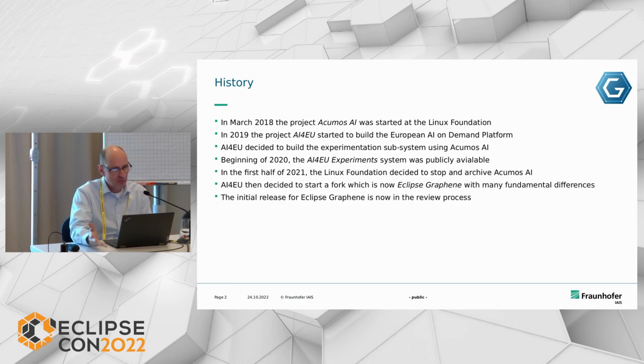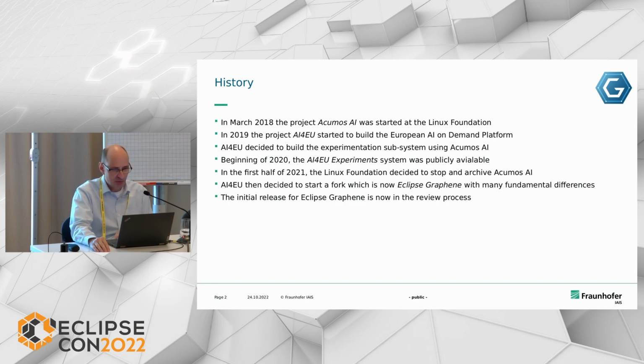And then in 2019, there was a project called AI for EU that is funded by the European Commission with a target to build the European AI on-demand platform. And AI for EU decided to build the experimentation subsystem using Acumos AI. And this is where I'm mostly involved. So I'm the lead architect of AI for experiments. And in the beginning of 2020, the very first AI for experiments installation based on Acumos AI was publicly available.